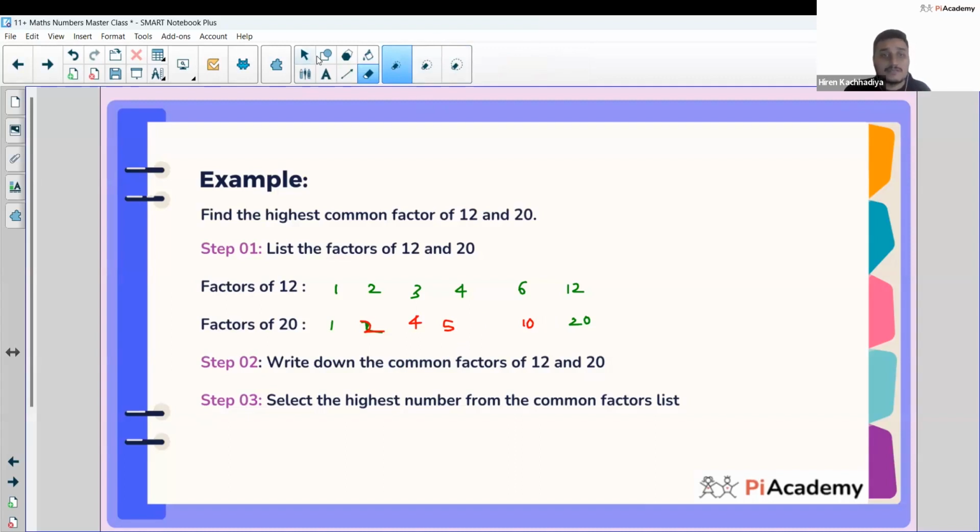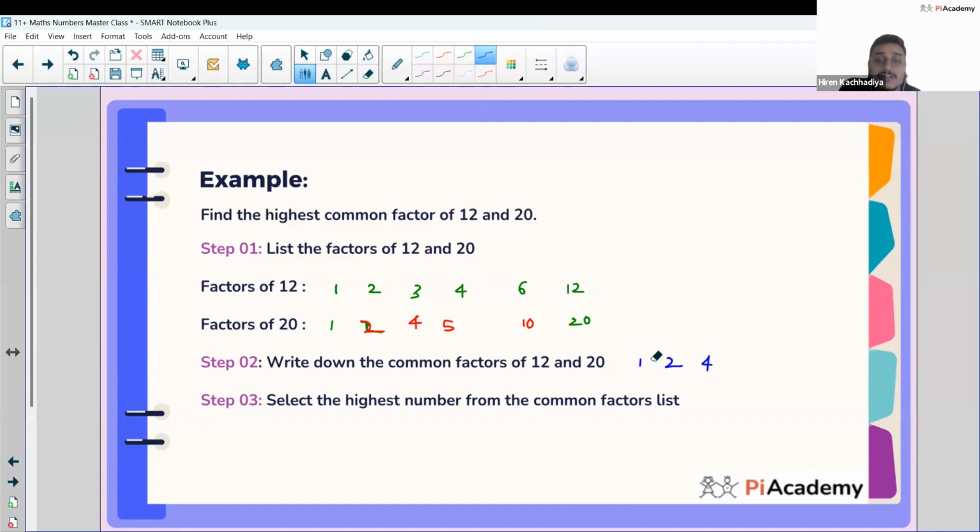Okay, let me finish it very quickly. Write down the common factor. So always 1 is the common factor for all the lists. Okay, so 1 you can always write, but 1 cannot be the answer, right? 1 can be in step number 2 for every question, okay, but 1 cannot be the answer unless you have prime numbers, okay? Yeah. So now 2 and 2 is also common, so you can write down 2, and then here 4 and 4 is also common.